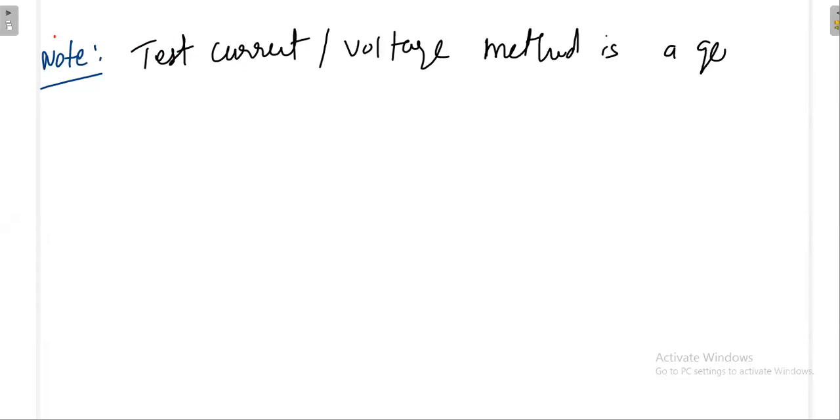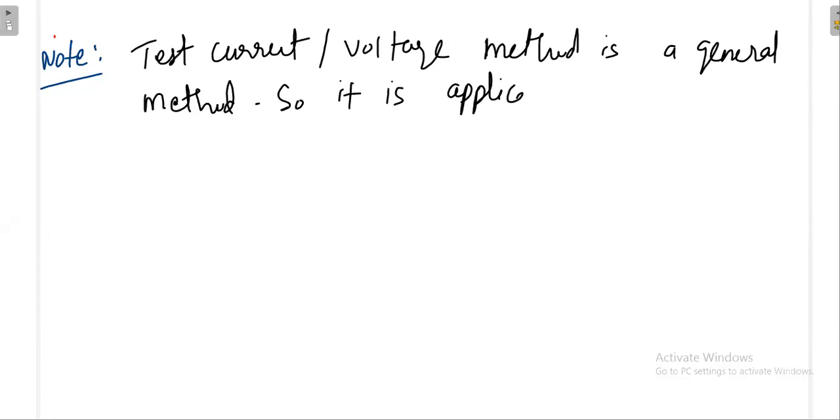So note: the test current or voltage method is a general method. It is applicable for all three cases. But for the third case there is no other way to go. We have to apply the test current and voltage method only.